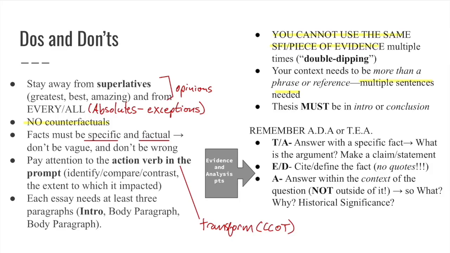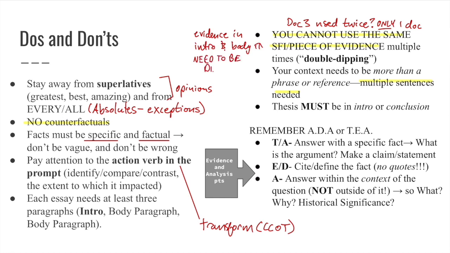If you use evidence in your intro, like if you were talking about the asiento or the encomienda, you can't double dip and put that later in your body paragraphs. The context point in your intro is separate from your outside SFI point. You cannot double dip. So if you mention the Reconquista in your intro paragraph, don't keep mentioning it throughout your essay because it's not going to earn you both of those points. You have to have separate SFI.